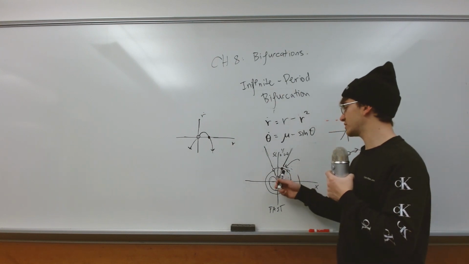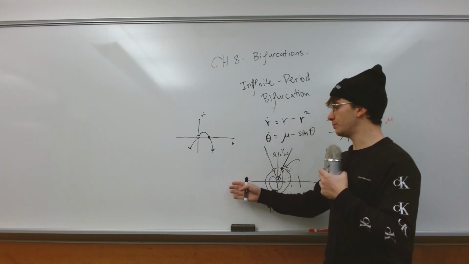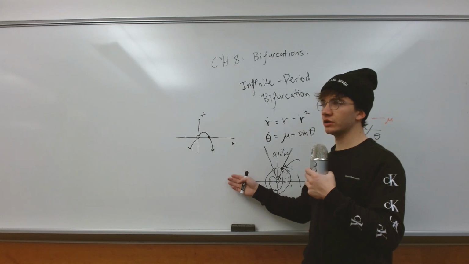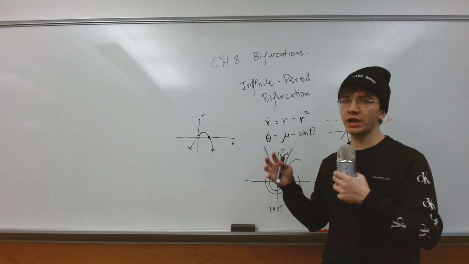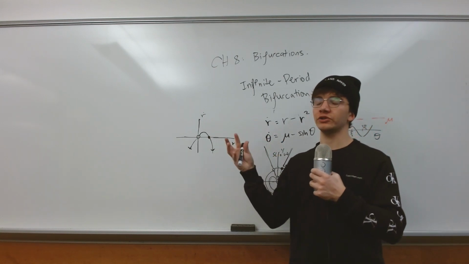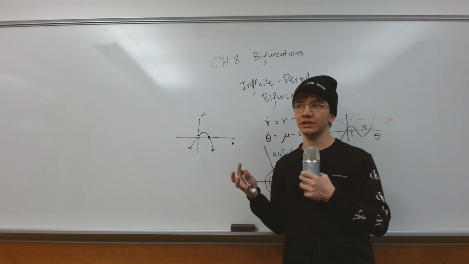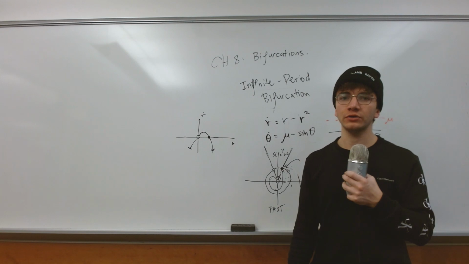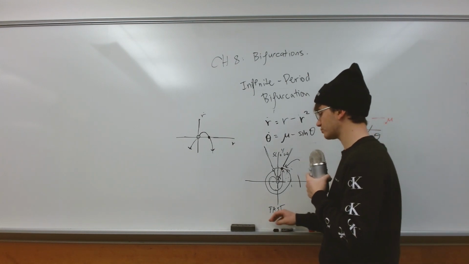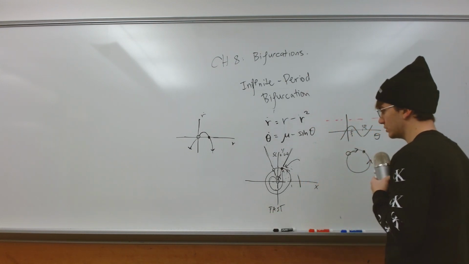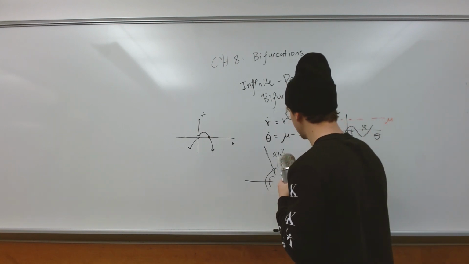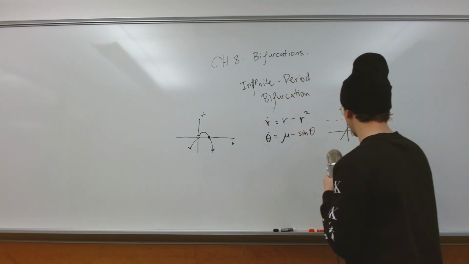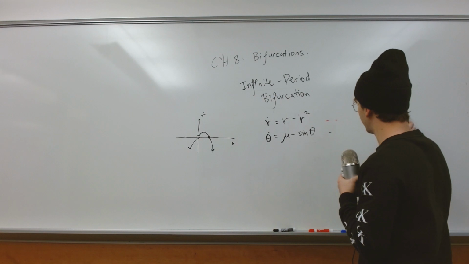But in this kind of example, knowing what the portrait looks like locally, we can piece together a mapping of what the flow on the whole system might look like. And then of course we can verify that using some sort of numerical integration. Okay, so that's all that I wanted to talk about for the global bifurcations.